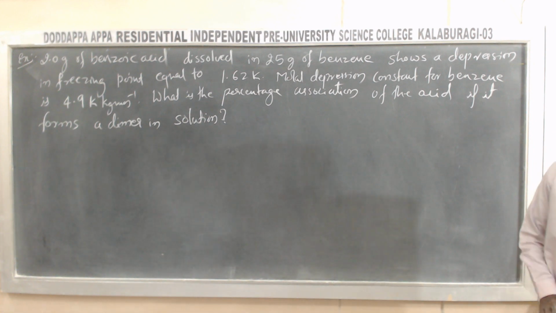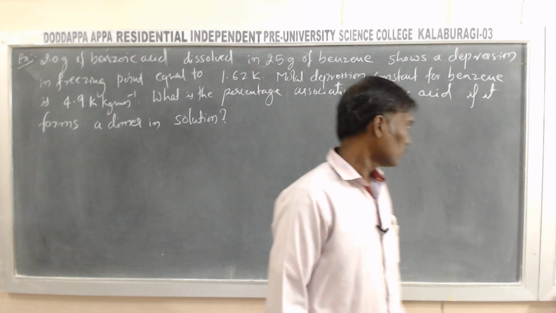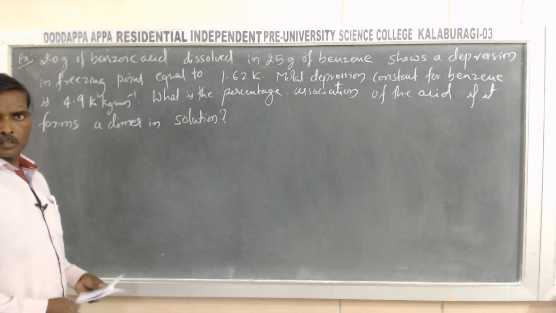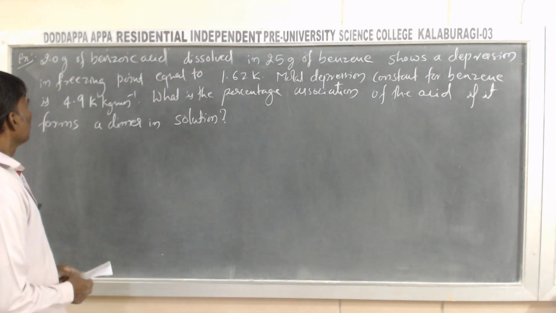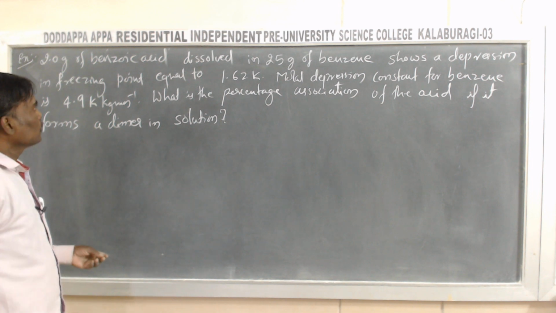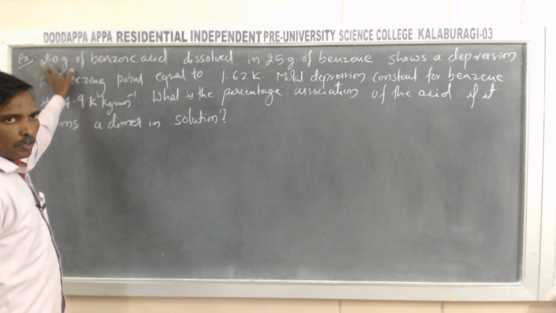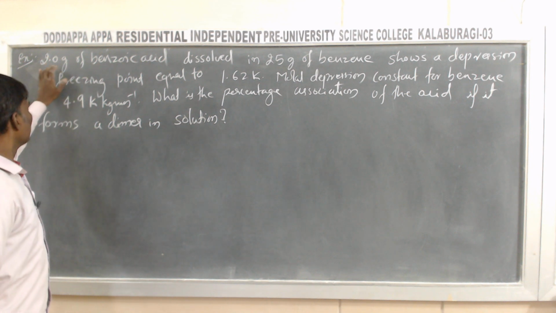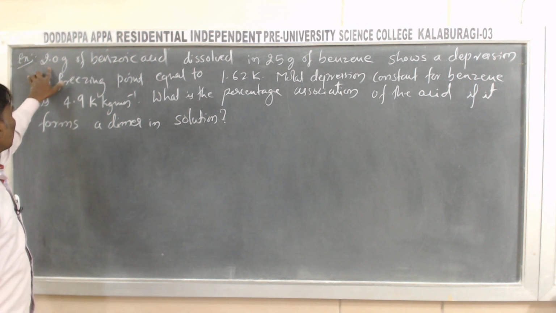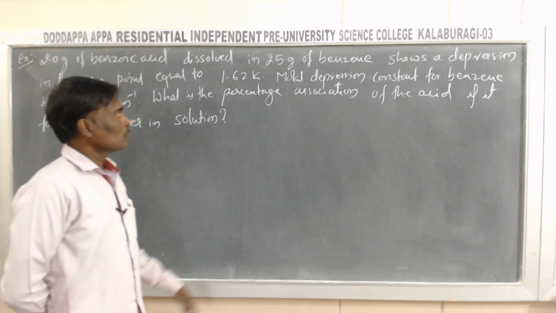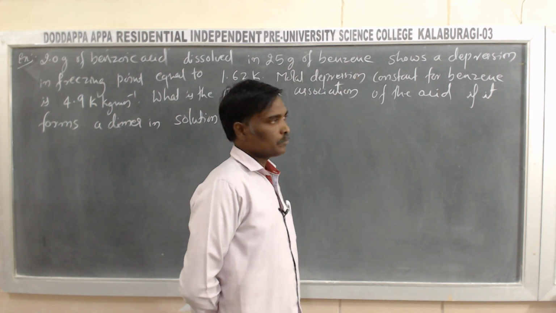Okay, students, another example is already solved in your NCERT textbook. Again, to get here, it looks somewhat lengthy, but let me use some formulas to reduce that length. See, 2.0 gram of benzoic acid is dissolved in 25 gram of benzene.